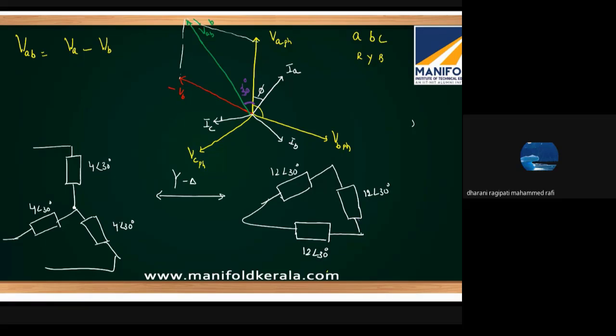Understand? So similarly, if they give this delta, then the equivalent star would be every branch or every phase impedance will be 4 at an angle 30 degree ohms. Understand?